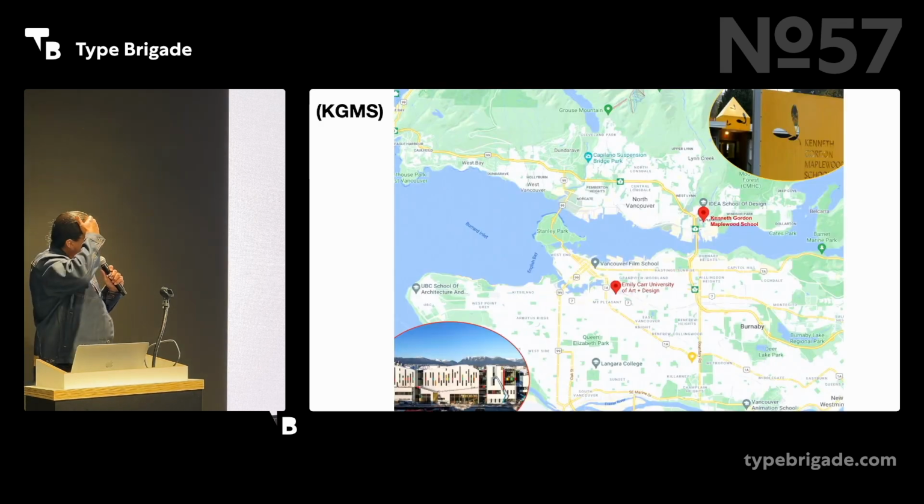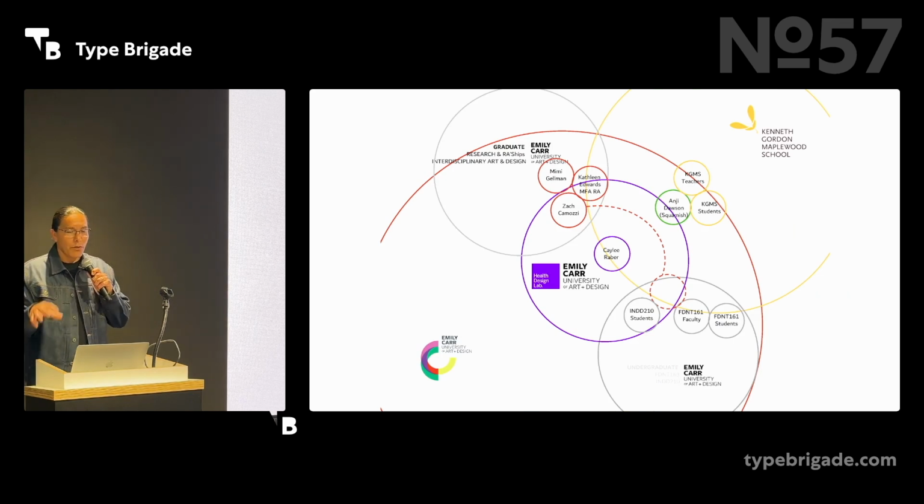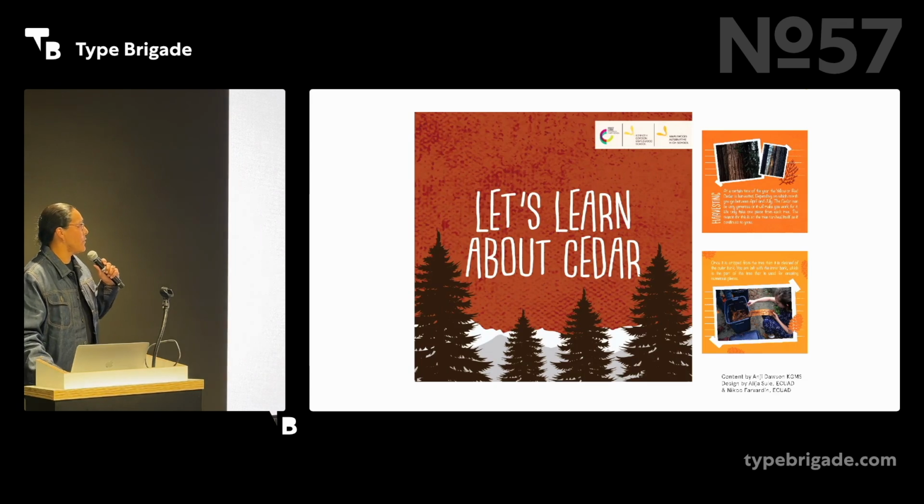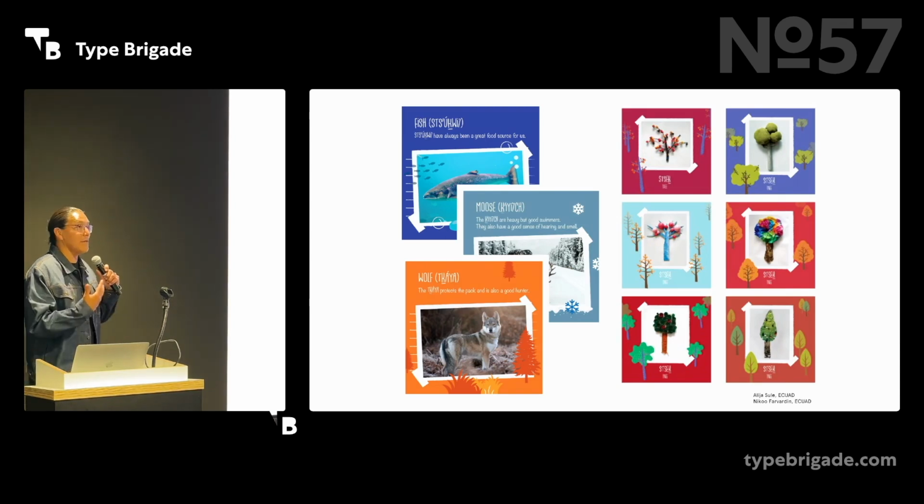But yeah, in coming to Emily Carr, I was thrust into this research space. We were working with a number of different entities, and we actually got paired with an alternative school on the north side of Vancouver called Kenneth Gordon Maplewood School, or KGMS. As I came into Vancouver, I was able to take on all of this research, and I think they thought I was the best fit to lead it forward.